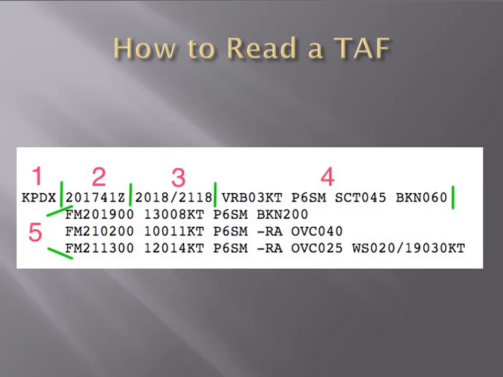So a TAF basically looks like this. It kind of looks like a METAR, but there's a few extra lines and there's a few extra letters in there that mean different things. So how do you read a TAF? Well, a TAF is essentially broken up into 5 sections, more or less. The first would be the location that this TAF is meant for. Remember that a TAF stands for Terminal Aerodrome Forecast. So this would be a forecast at a specific airport.